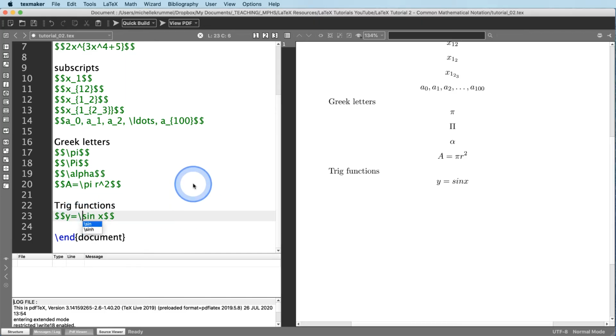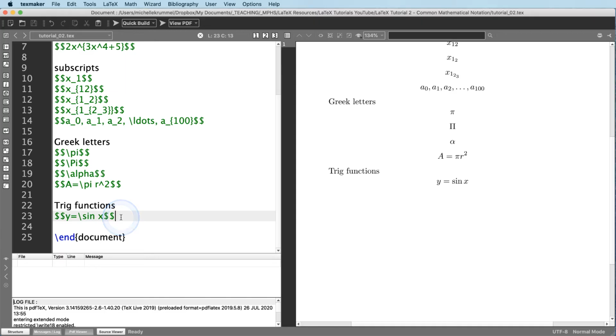So we put a backslash in front of our trig functions: sine, cosine, tangent, secant, cosecant, cotangent. And now when I compile, you can see the difference. The sin is not italicized, and there's a little bit of a space between the n and the x. Okay, so this is how it's supposed to look.